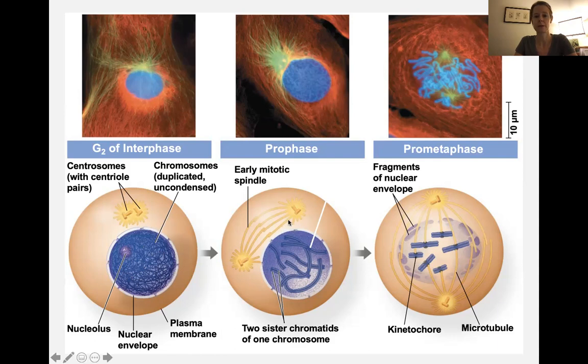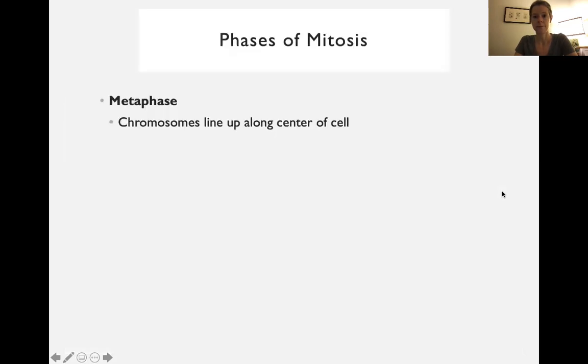Mitotic spindle is forming. And then prometaphase, you have those spindle microtubules attaching. You can actually see here how they're attaching in this diagram to the chromosomes. And they're going to tear each half of those apart. And the nuclear envelope is breaking down in prometaphase. So you can see that breaking down, whereas here we have the nuclear envelope in prophase still mostly intact. Okay, so prometaphase.